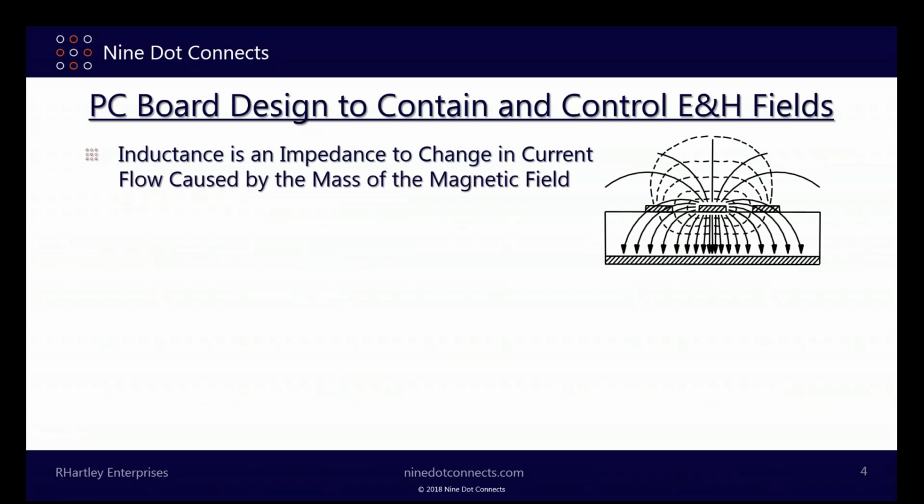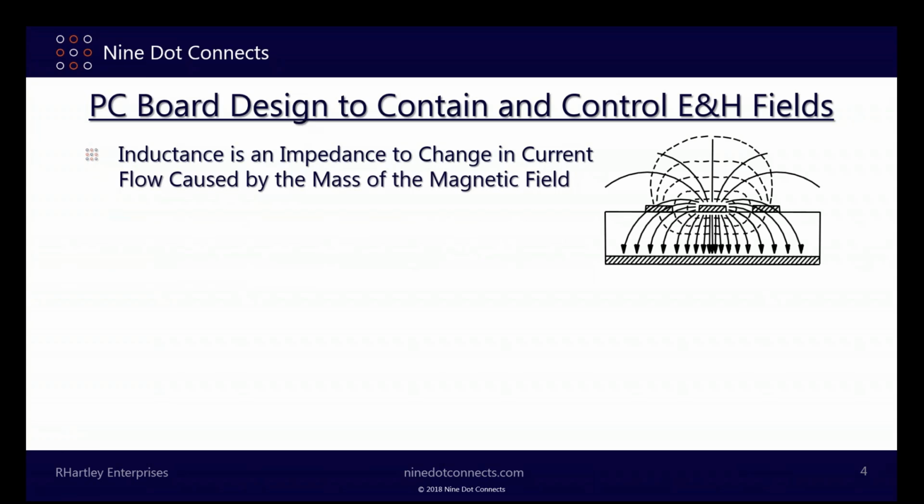One of the things we need to understand when we're trying to contain and control fields is inductance. What causes inductance to be high or low? Let's examine that for a moment. Inductance is an impedance to change in current flow caused by the mass of the magnetic field. The mass of the magnetic field, I mean, how big can it be? Well, it's not large. It doesn't have a large mass, I should say.